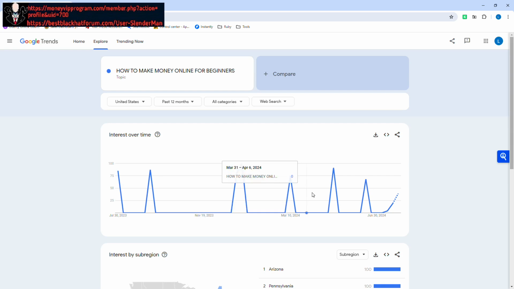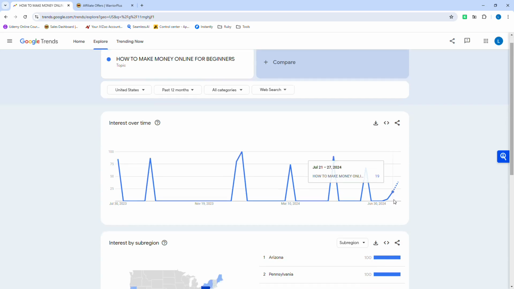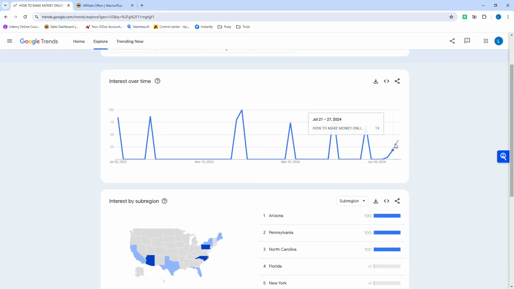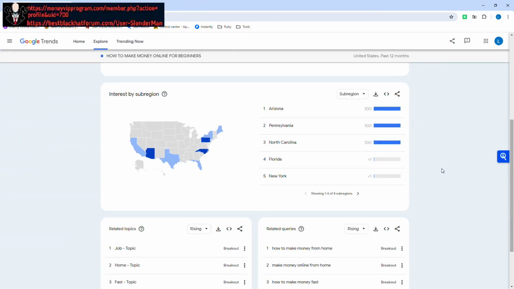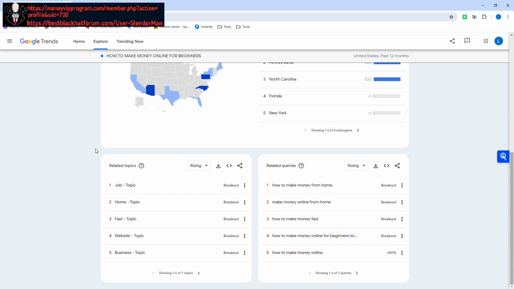Let's see. Pulse in March, pulse in May, pulse in June, and then they're seeing a breakout pulse occur right now. And also by state, too. I love how they break it down by state. Like, hey, there's some interest in these states.